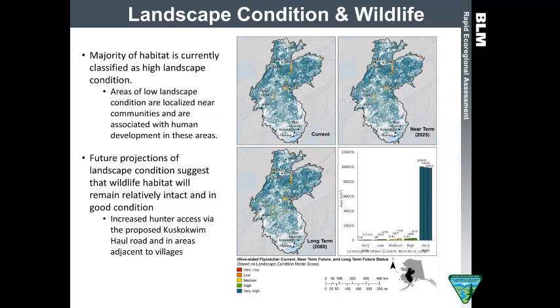The majority of habitat for wildlife species is currently classified as high landscape condition, and future projections suggest that the trend will continue at very high condition, except along that road, which could increase hunter access, specifically for caribou and moose and maybe swans, waterfowl, birds.